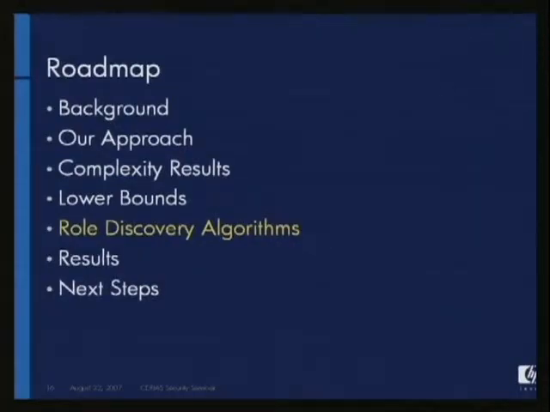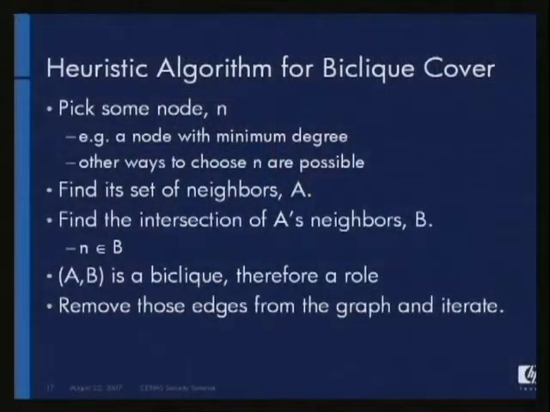So now I said, so we have, it's a hard problem. I've described some lower bounds. Now I want to talk about our heuristic algorithms for finding bipartite graph coverings, for doing the role discovery, essentially. So the heuristic algorithm is pretty straightforward. Basically, all you do is you do the following.